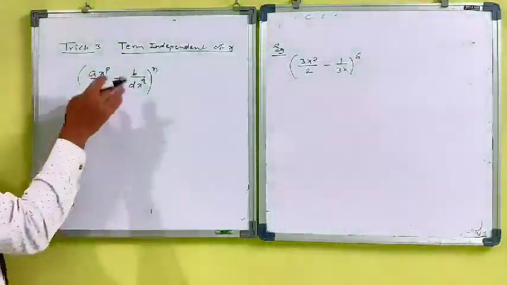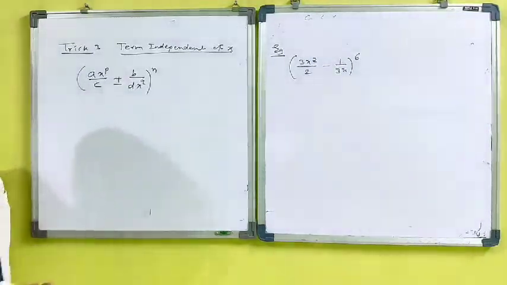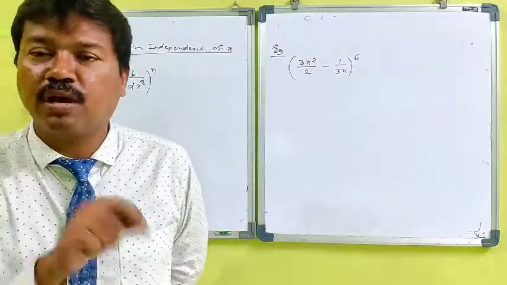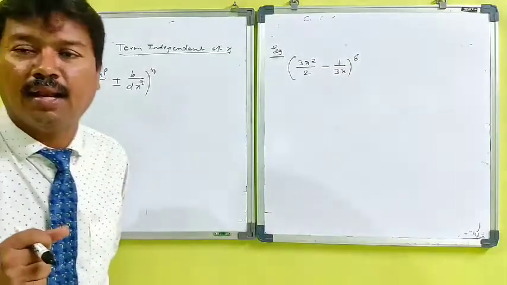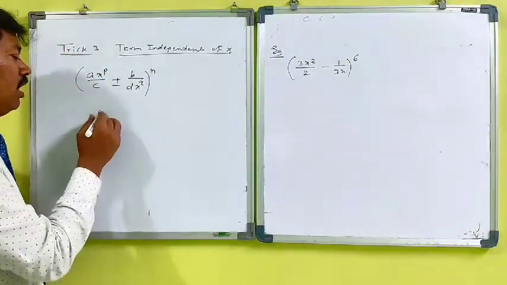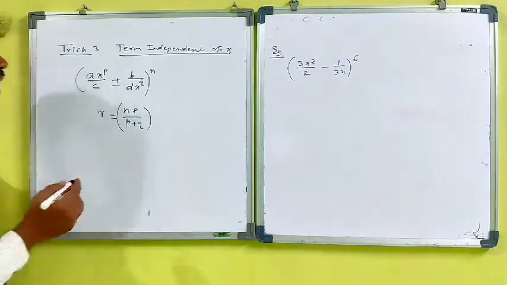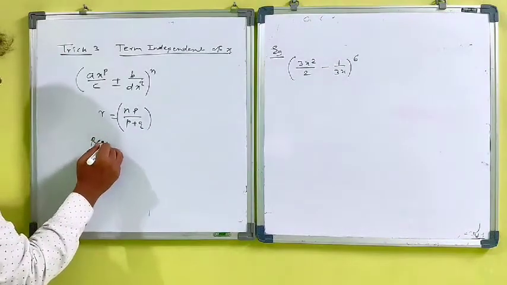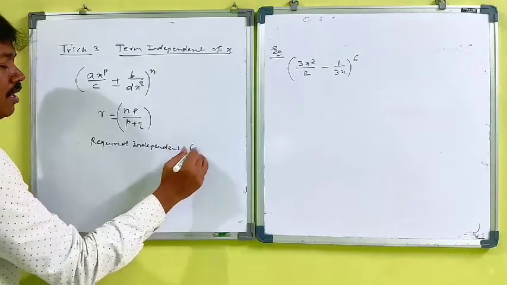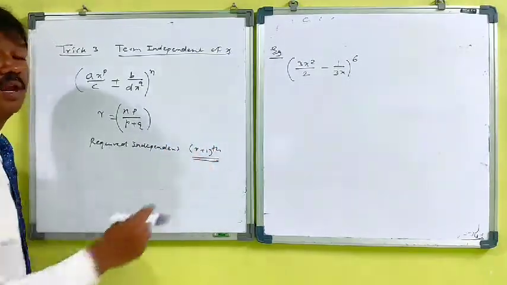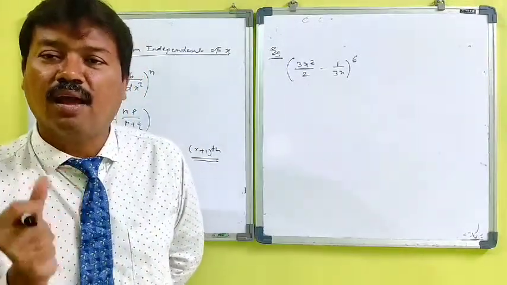What is the formula? Whenever a term in this expansion is of this type, the power of x in the numerator will be p. The power of x in the denominator will be q. And the full power of the expansion will be n. Like this. So there is a formula for r. r is np upon p plus q. Therefore the required independent term will be the (r+1)th term. Remember that the (r+1)th term will be the required term independent of x.